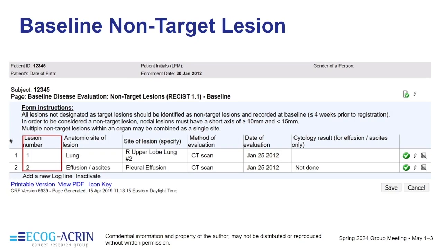And then we have our baseline non-target lesions. So any non-target lesions should go on this form. Non-target lesions are labeled separately from target lesions. So because these are the non-target lesions, we start again, where we have a lesion number 1 and a lesion number 2. As you can see, the first one is another lung lesion. This is because there were already 2 lung lesions, so we could not have a third one as a target lesion. And then number 2 is an effusion, which is always a non-measurable lesion.